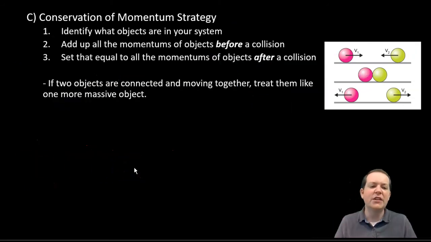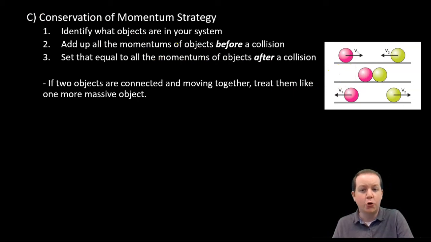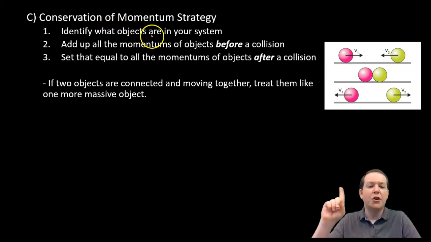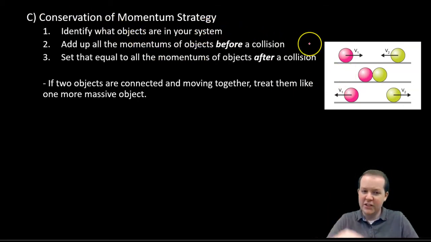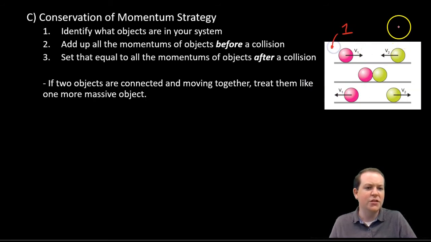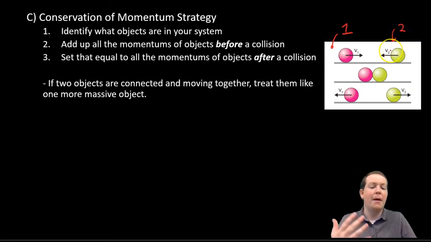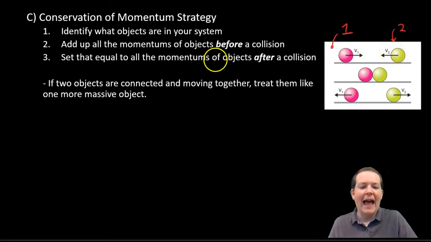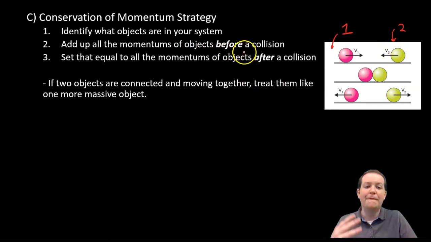You can use this to your advantage when there is a collision taking place. What you have to make sure you do, and these 3 steps are crucial. Number 1, make sure you're aware of your system. Normally, it's just whatever the 2 objects are that you're talking about. In this case, a classic way to do it is, well, this object here, number 1, and this object here, number 2, I'd say they are my system. And then I would add up all their momentums before a collision.